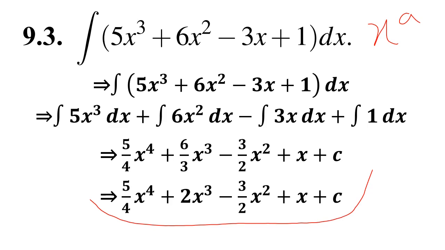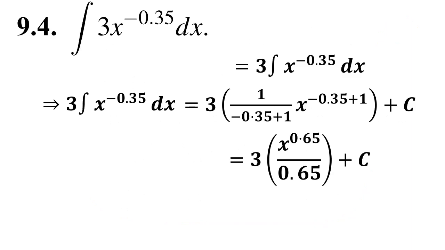Alright, so let's move to 9.4. So for 9.4, you see clearly that it is in the form x to the power a dx, but for the fact that a constant 3 is attached to the function. So for you to treat a constant, remember it is very simple. You simply have to take the constant out of the integral sign and you proceed with your integration. And when you are done, you multiply your answer by the constant. So what you are going to do here is simply apply your integration formula when you have taken the constant out, and you are going to observe that you will have 3 into 1 on negative 0.35 plus 1, x to the power negative 0.35 plus 1, all that plus c. So this is the final answer you obtain.